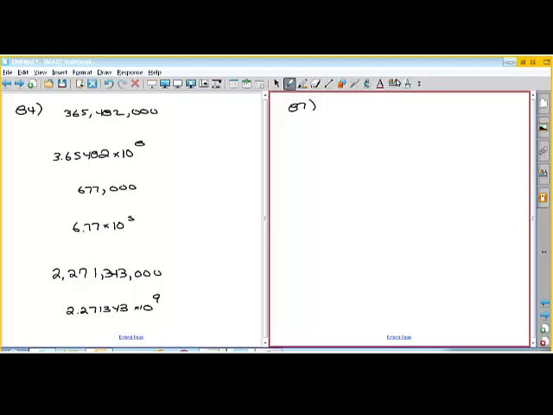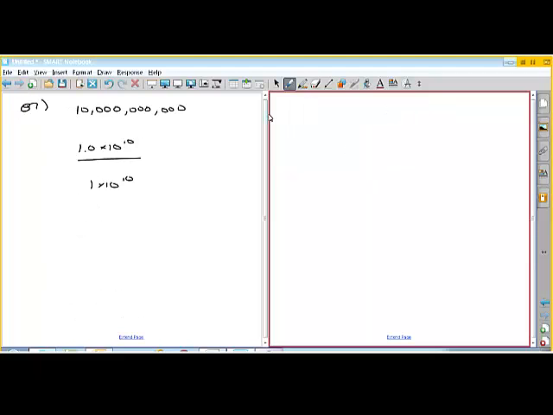Okay, next is 87. Multiply. All they want to do is convert 10 billion. So that's 10 billion. So that's going to be 1.0 times 10 to the 10th. So that's the shorter version of 10 billion, which is a lot easier, especially if I dropped that 0 and it just said 1 times 10 to the 10th.